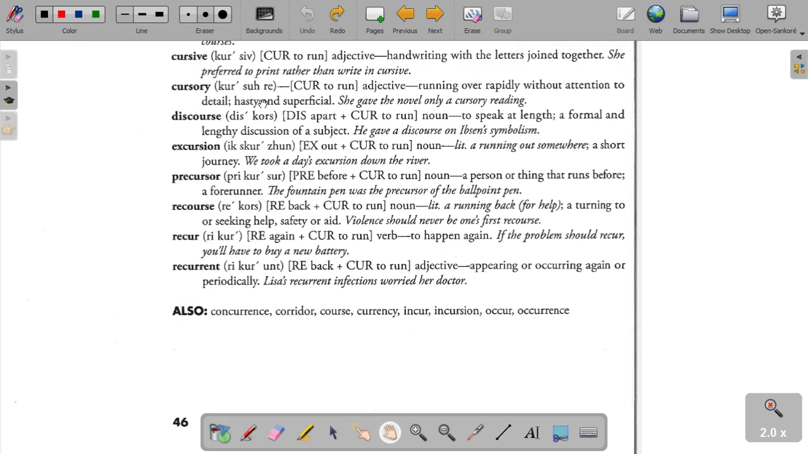And then cursory is also a word that we've had before. It means running over rapidly without attention to detail. Hasty and superficial, like perfunctory. So she gave the novel only a cursory reading. It would be the opposite of thorough.